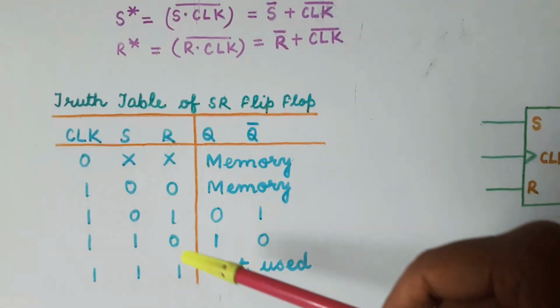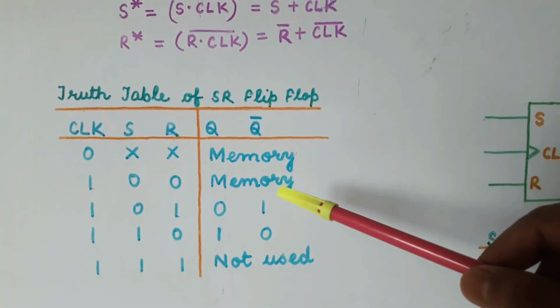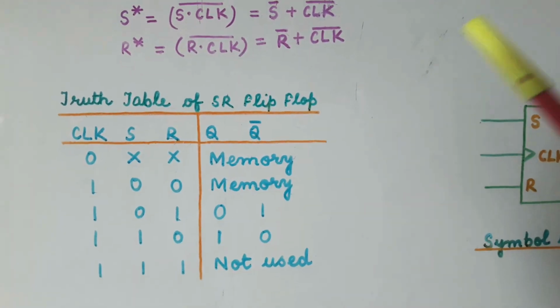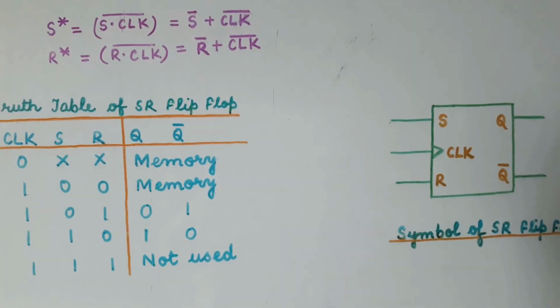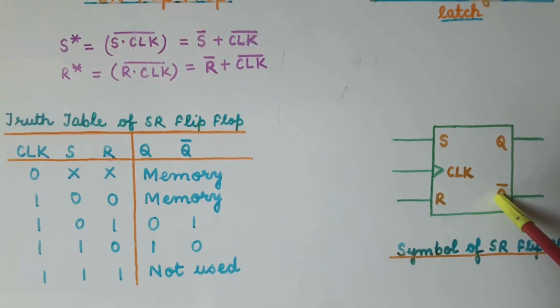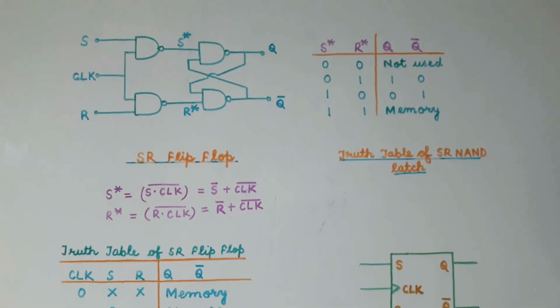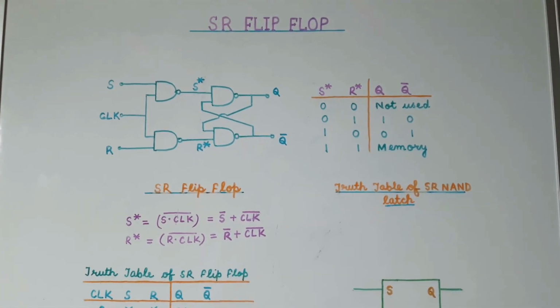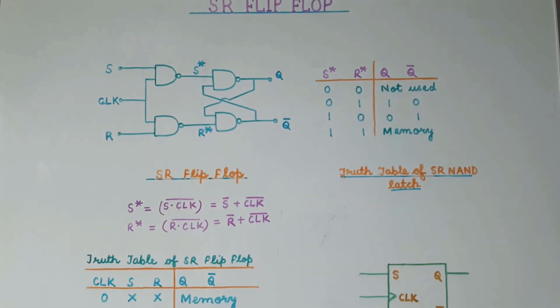So we find that this is the truth table of the SR flip-flop. This is how we can derive the truth table of the SR flip-flop. This is the symbol of SR flip-flop. So I hope that this truth table of SR flip-flop is clear to all of you.